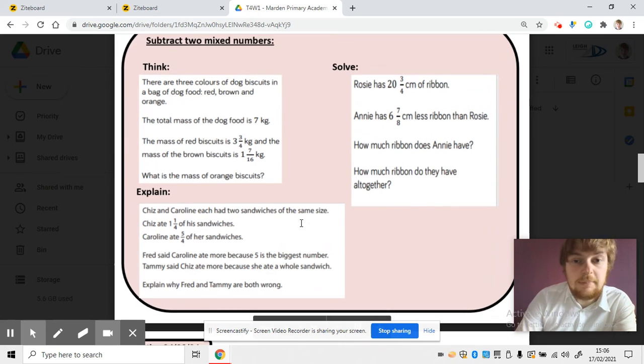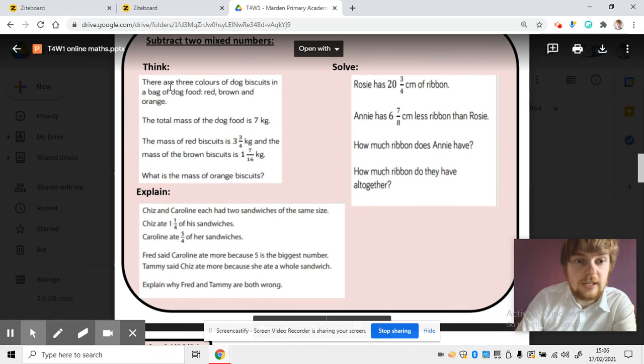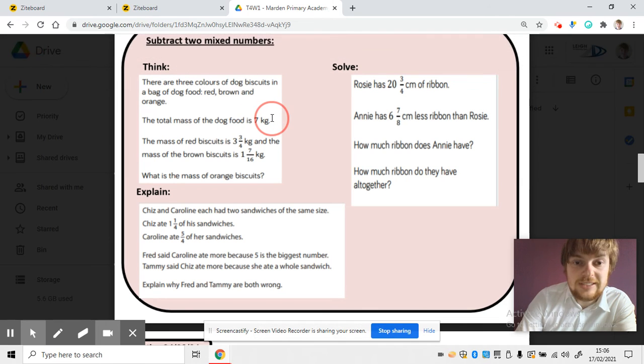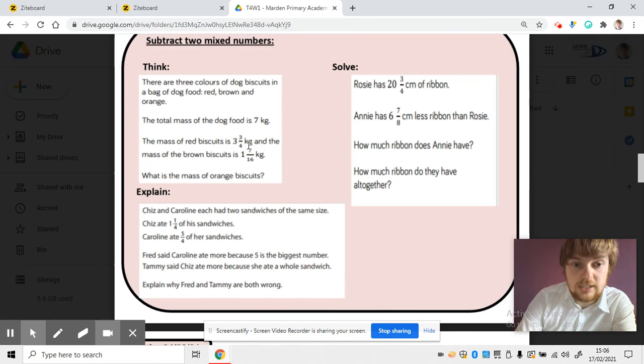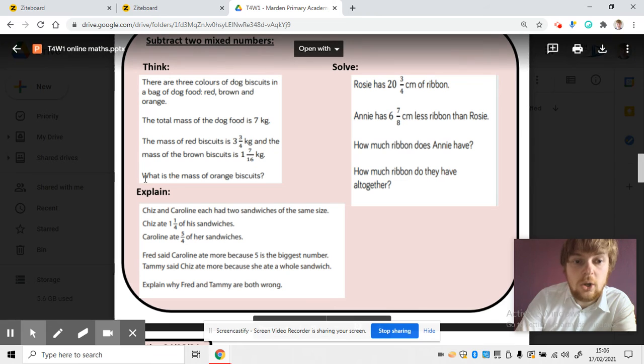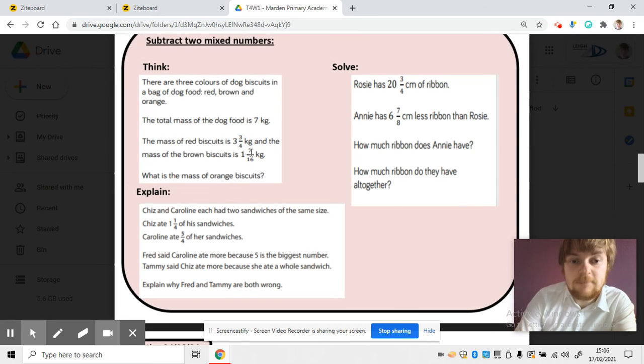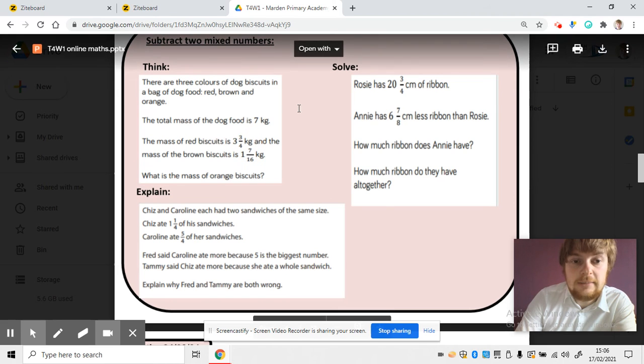When you've done that, you then have some problems to solve. There are 3 colours of dog biscuits in a bag of dog food: red, brown, and orange. The total mass of the dog food is 7 kilograms. The mass of the red biscuits is 3.75 kilograms. The mass of the brown biscuits is 1 7/16 of a kilogram. What is the mass of the orange biscuits? Well, you've been given 2 masses there that you know you can combine, subtract them from the total mass, and that gives you your orange biscuits.